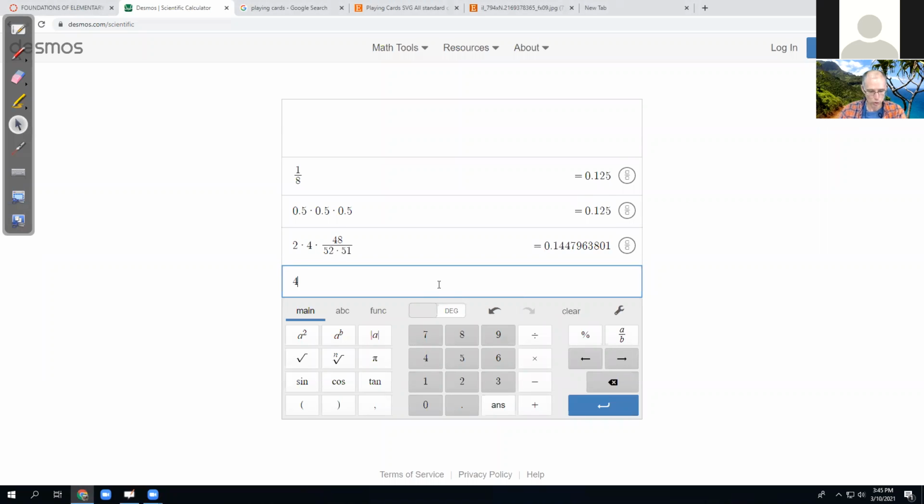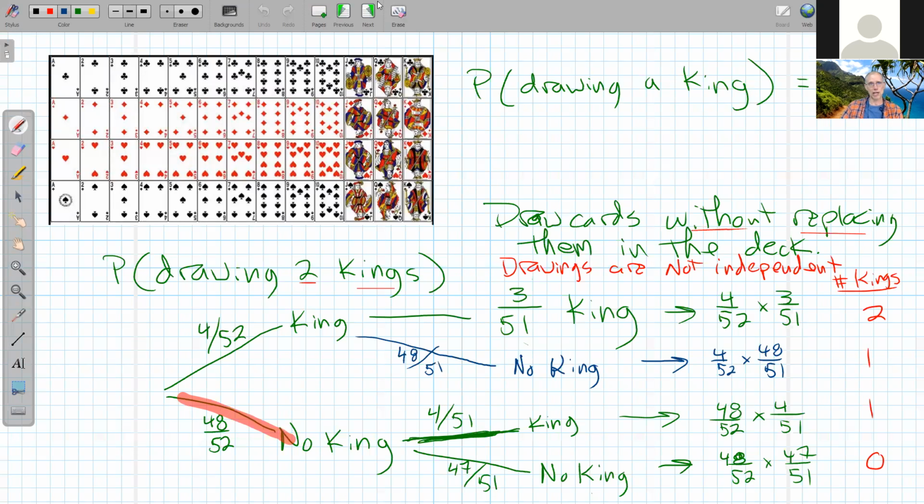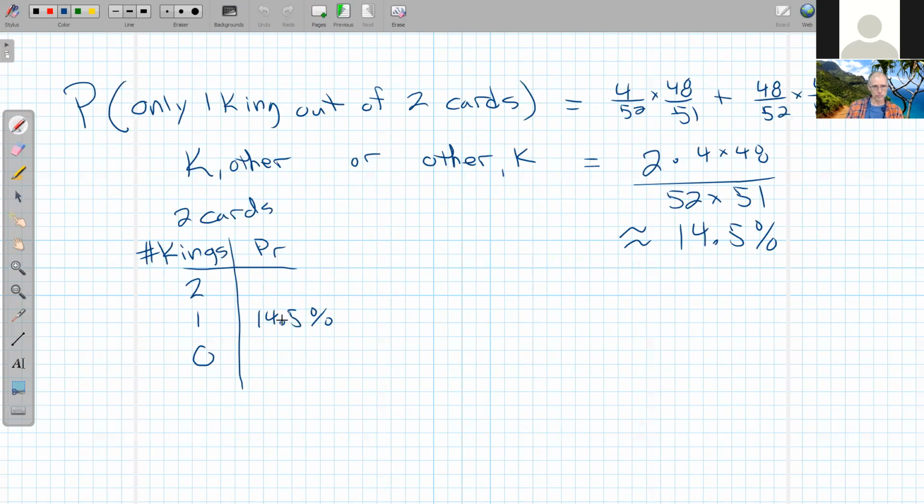So 4 over 52 times 3 over 51. And so there's less than a 1% chance. If we round that, that would be roughly 0.5%. So a 0.5% chance of that. Pretty unlikely to get 2 kings out of 2 cards.